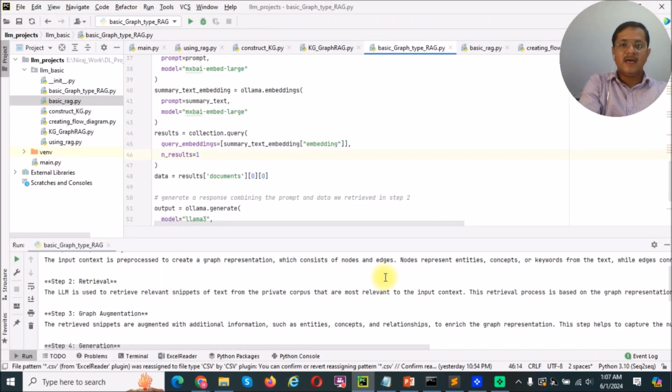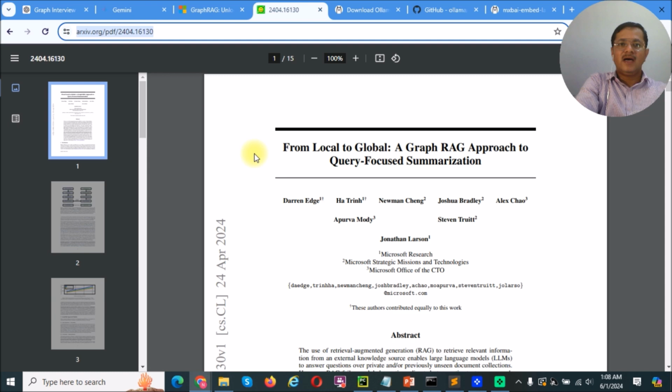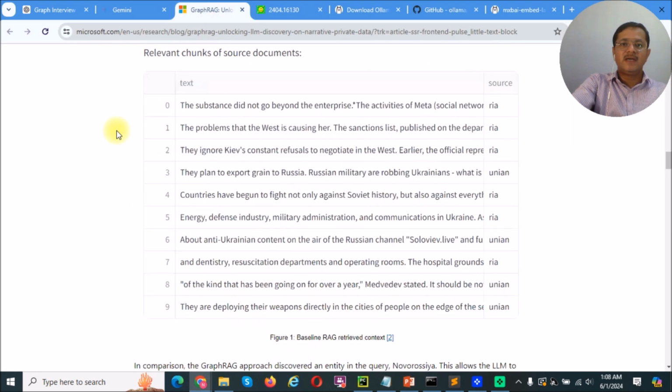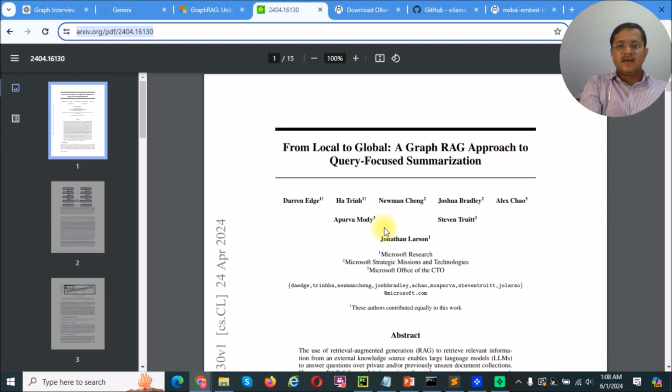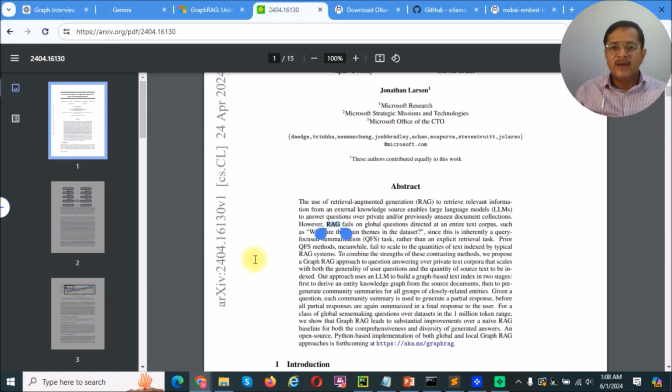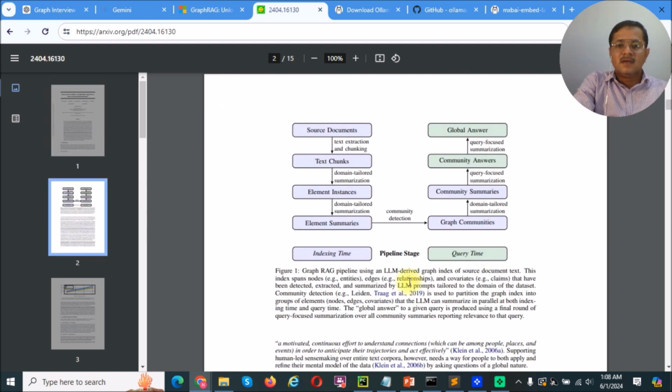Now I will explain the entire thing through a very simple coding example. But before going into the detail, let's see what the additional developments in this area are. The recent development is like this. We find some of the latest published papers like GraphRAG. This paper claims that RAG generally fails on global questions directed at an entire text corpus, such as what are the main themes in the data set. To answer such questions, the authors of this paper proposed a very good method.